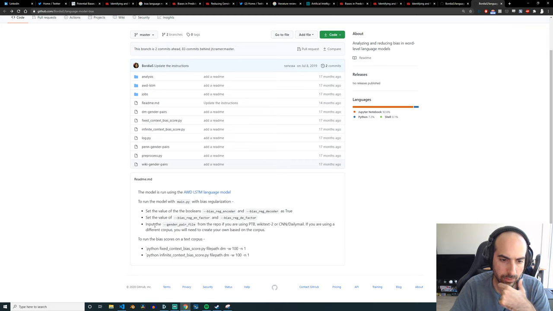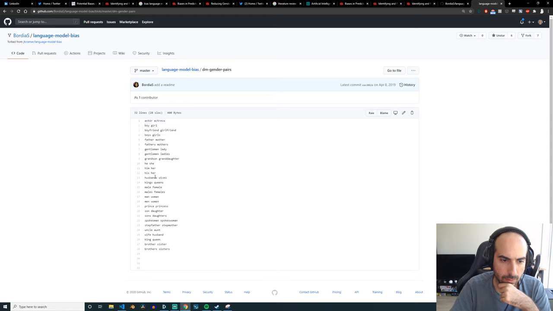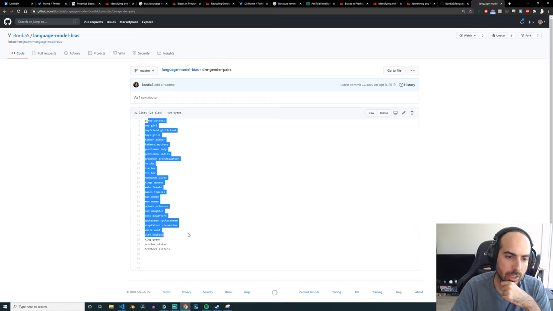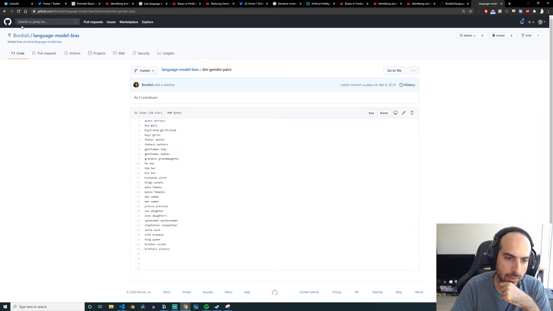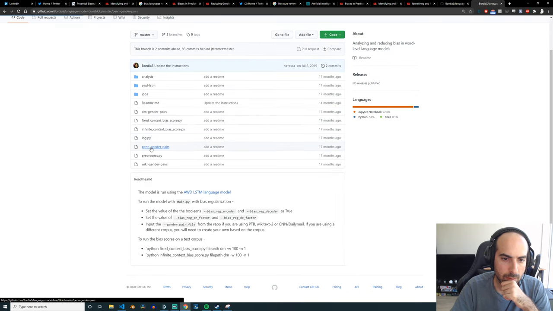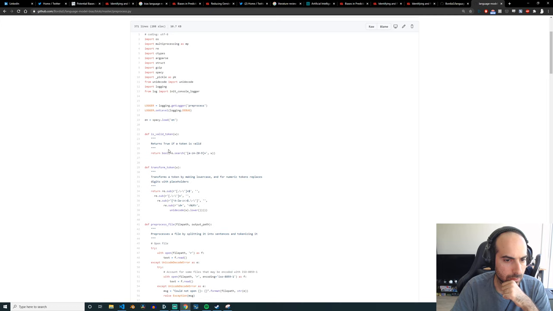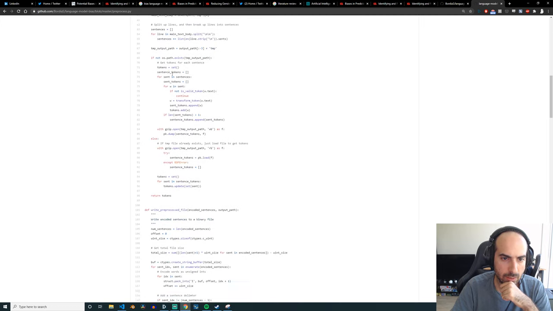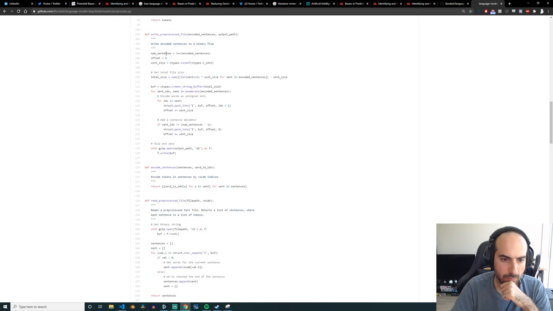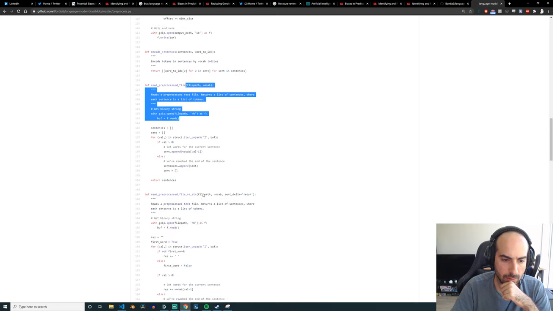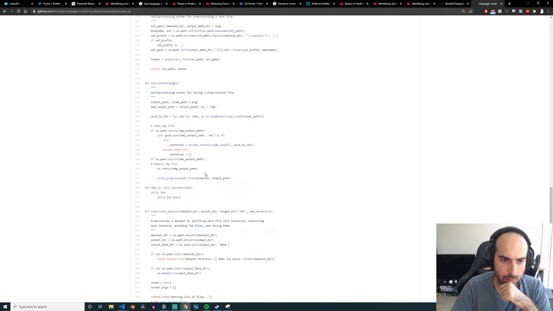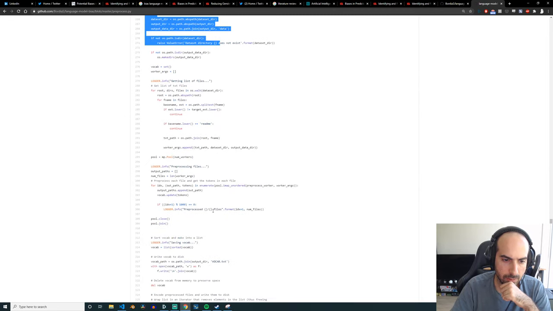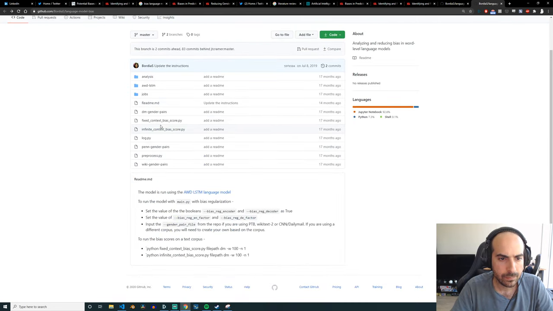Set the value factor, input the gender pair file. Husbands, wives, kings, queens. Okay, so they took a bunch of common gender-specific words and gender pairs. Okay. Pre-process. Okay, so this is the tokenization. Okay, they encode the sentence and read it from the file, put it in a string. All right, they save the pre-processed data set. Okay, none of this is important. So where is the actual code?